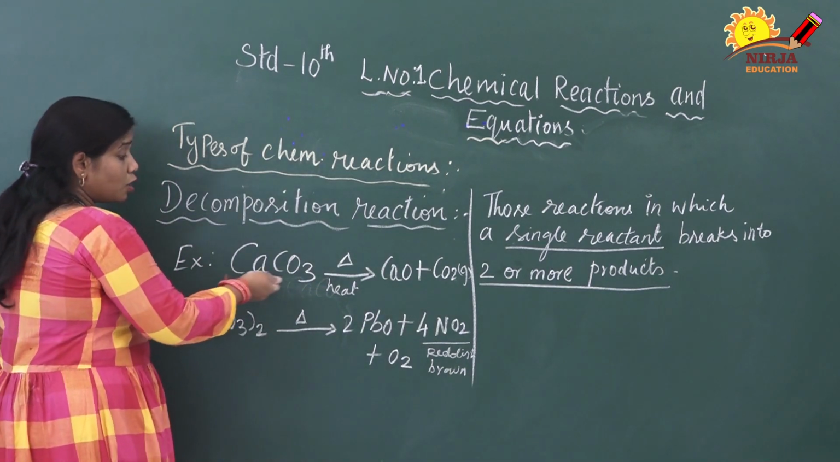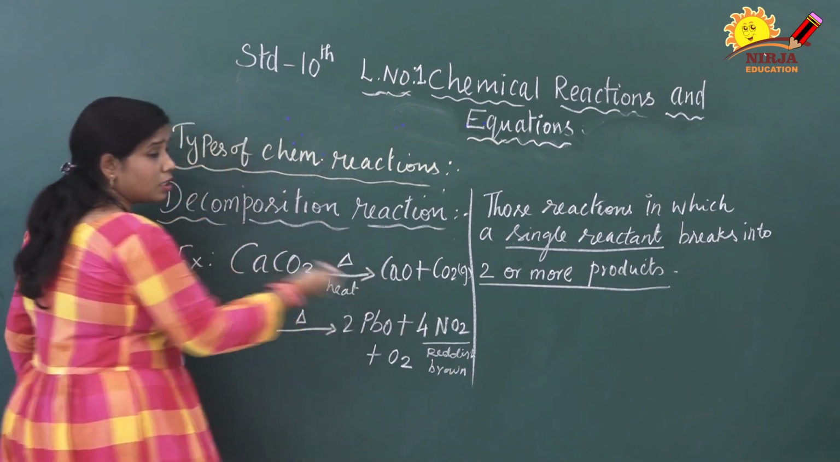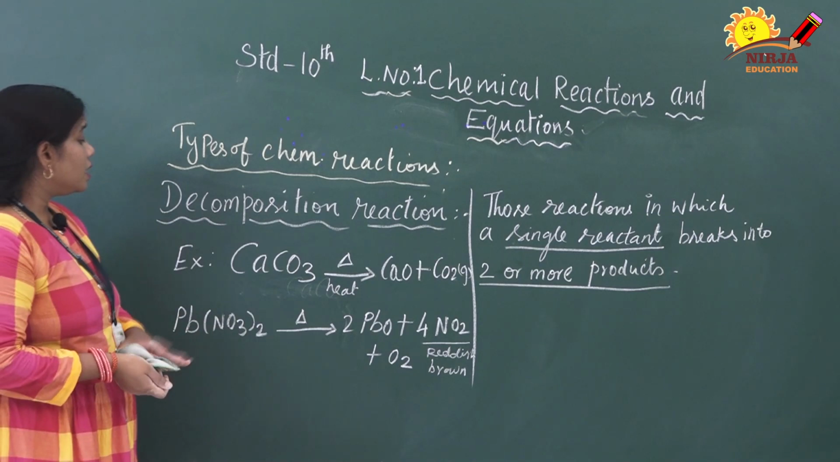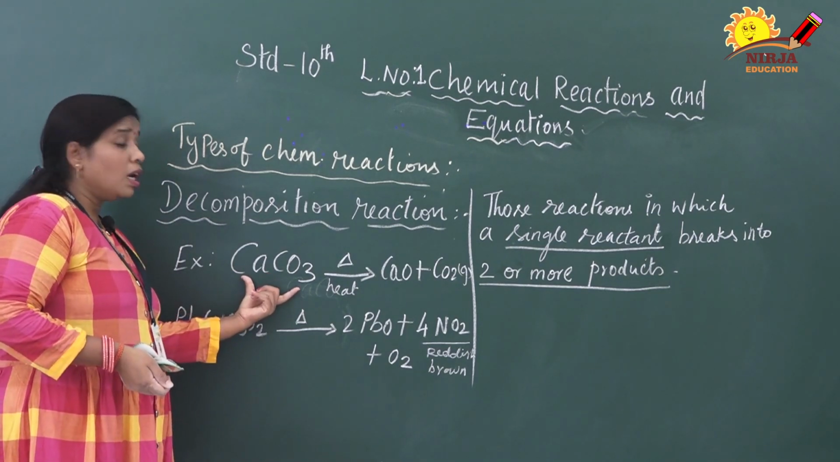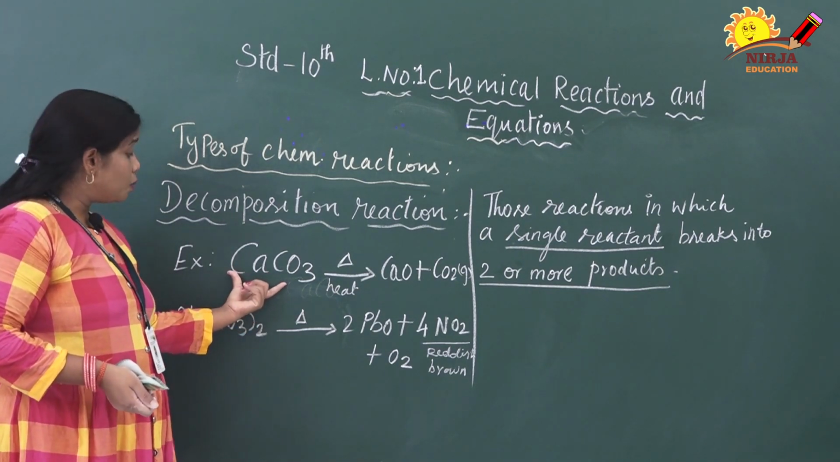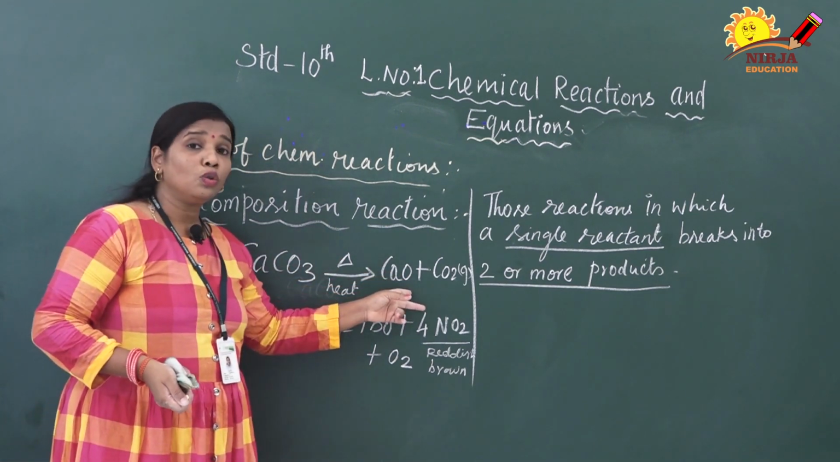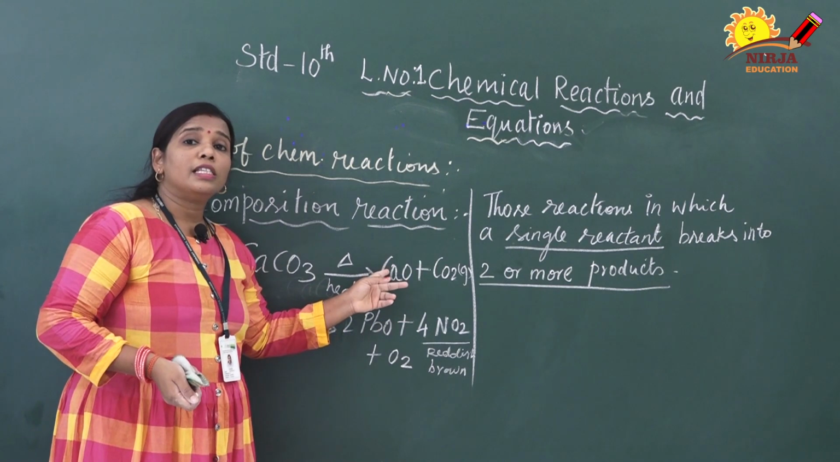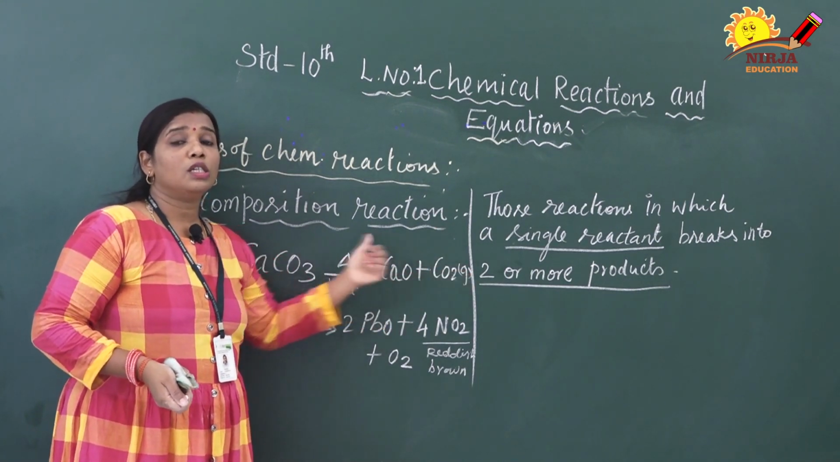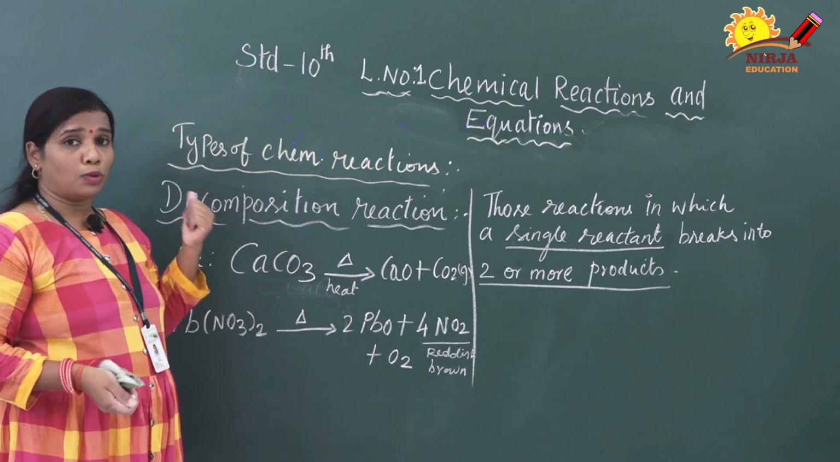You have to see whether the equation is balanced or not. The equation is balanced. Now in this reaction, you see the reactant is only one. Due to heat it breaks itself and is converted into two products, calcium oxide and carbon dioxide. This is one example of decomposition.